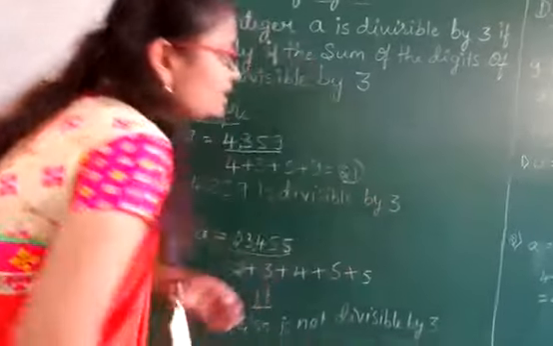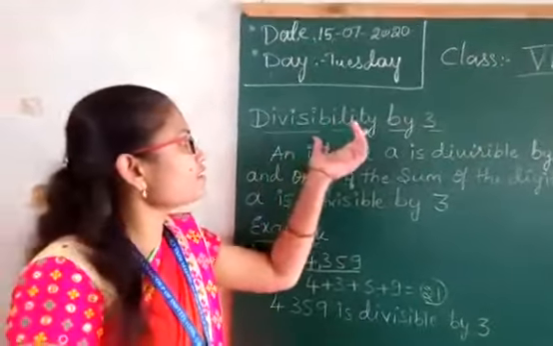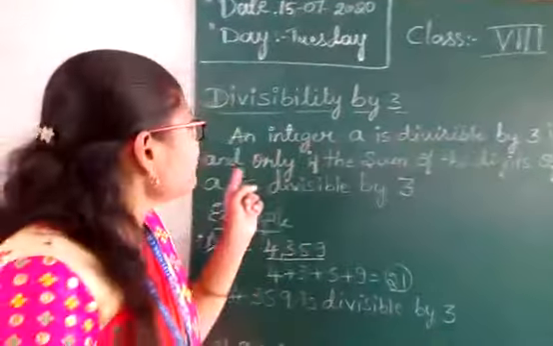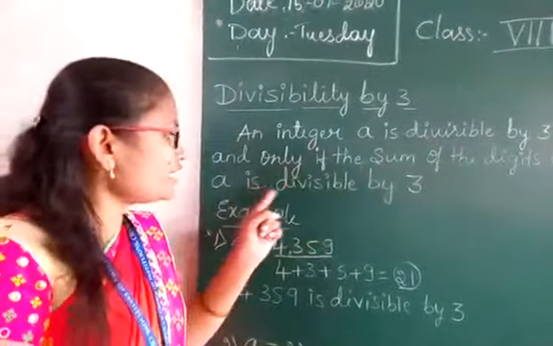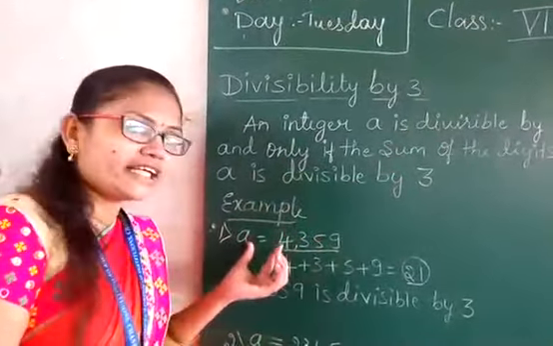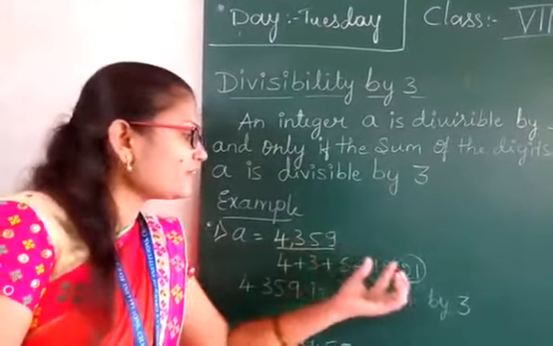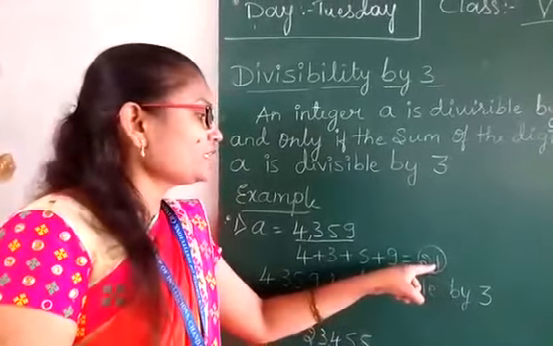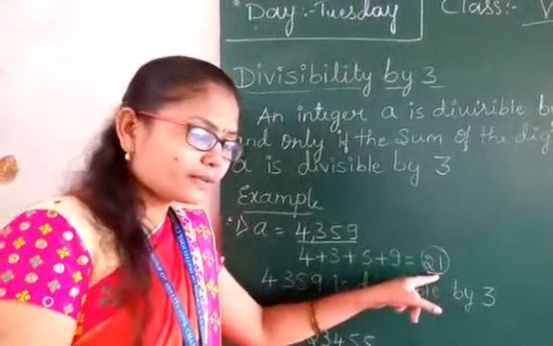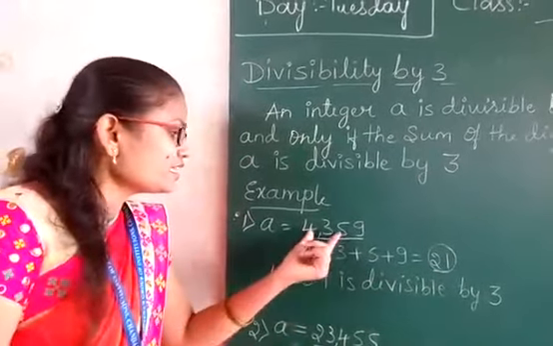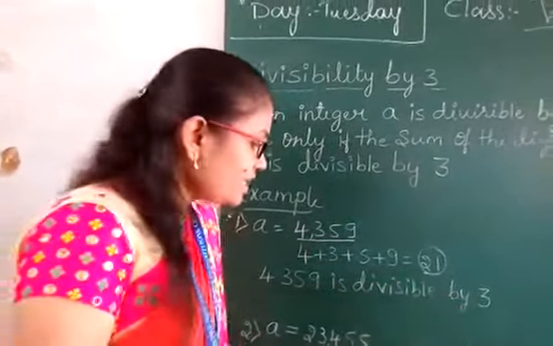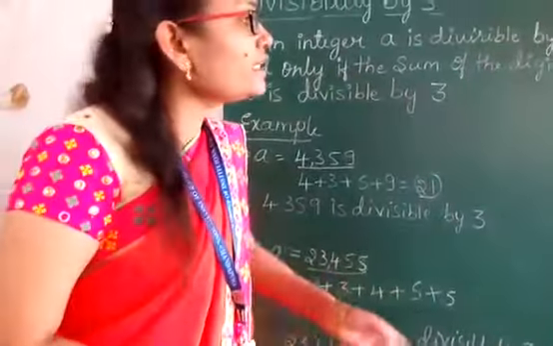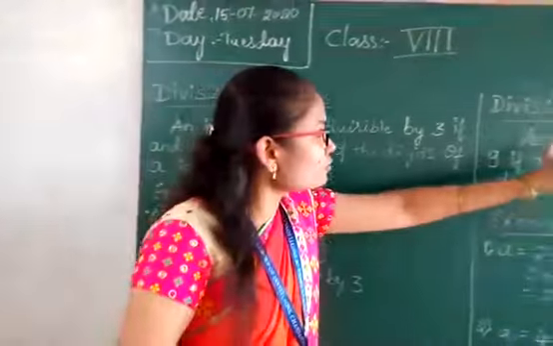One more time I will recall, children, how we check whether a given number is divisible by 3 or not. An integer a is divisible by 3 if and only if the sum of the digits of a is divisible by 3. If you take any number, we have to add its digits and find the sum. After finding the sum, we check whether it is divisible by 3 or not. If it is divisible by 3, then we can conclude that the given number is divisible by 3. If the sum is not divisible by 3, then the given number is not divisible by 3.